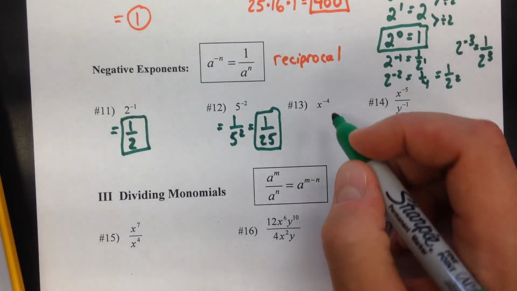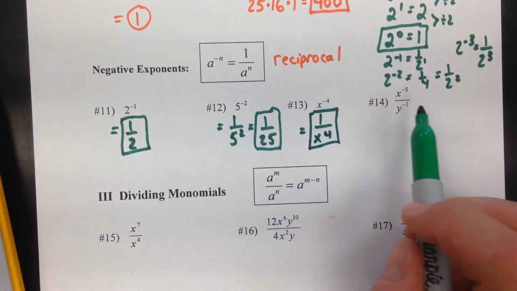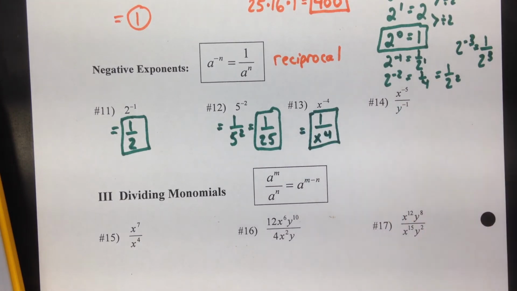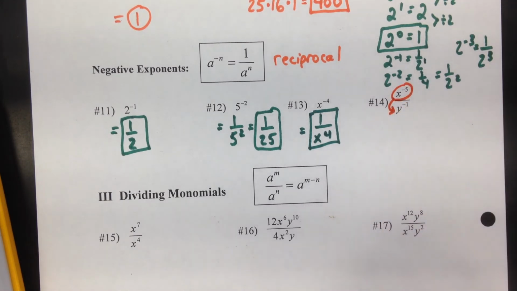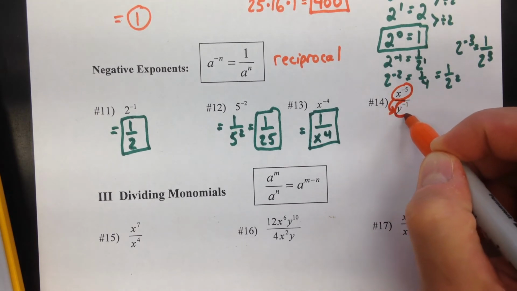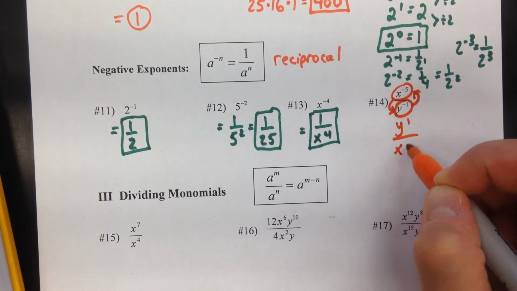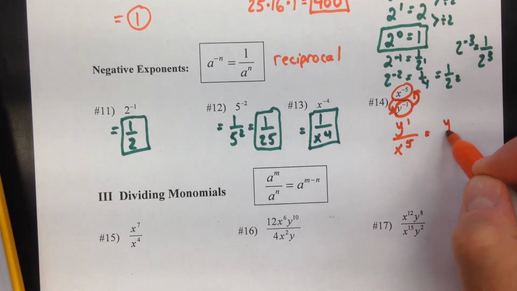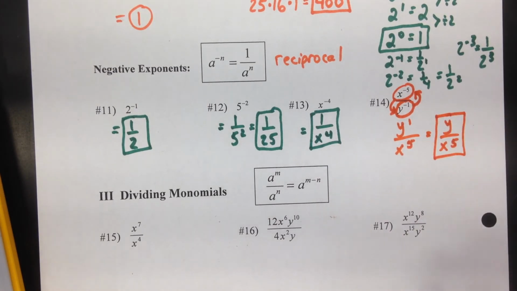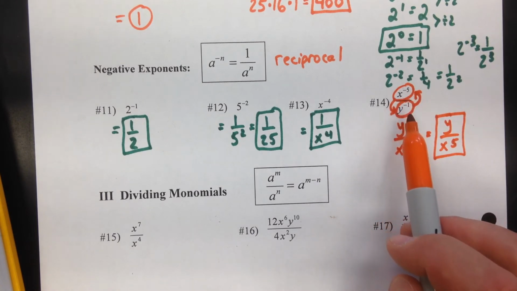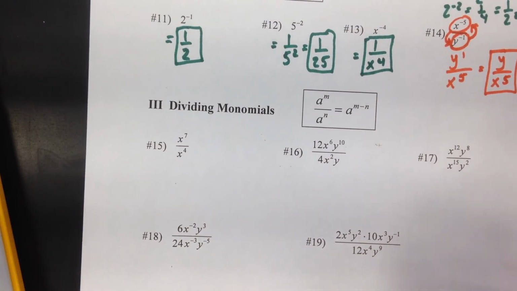X to the negative 4th, that's 1 over x to the positive 4. Now, if you have something in the numerator and the denominator, well, anything in the numerator to a negative power is going to come down. It's like the reciprocal, I flip it. Anything in the denominator raised to a negative exponent will come up to the top. So it'll be y to the 1 on top, x to the 5th on the bottom. We don't need the little 1, y over x to the 5th. That's it. Okay, so what happens now when you move it, the negative exponent also becomes a positive exponent, so don't forget about that.